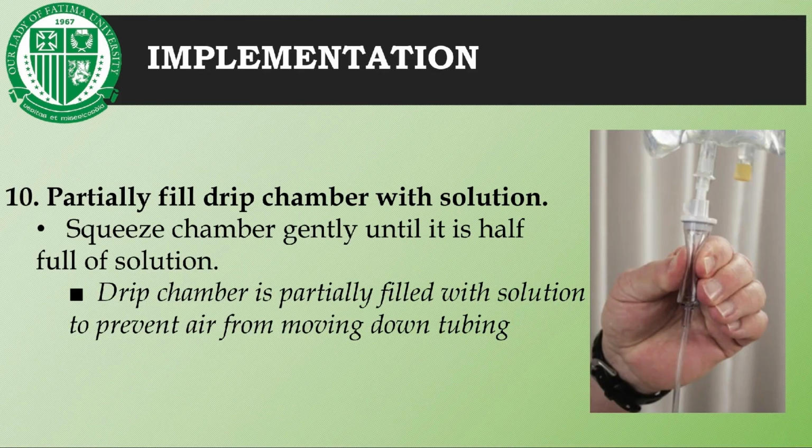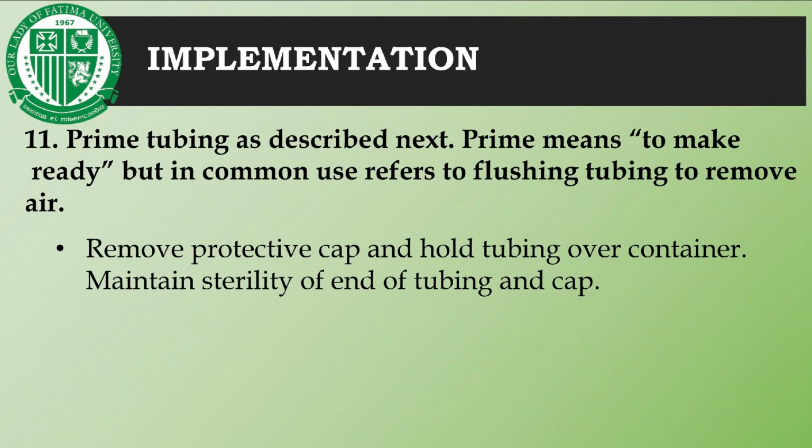The nurse should ensure that they partially fill the drip chamber with solution. Squeeze the chamber gently until it is half full of solution. Partially filling the drip chamber with solution prevents air from moving down the tubing. Next is to describe prime tubing. Prime means to make ready, but in common use refers to flushing tubing to remove air.